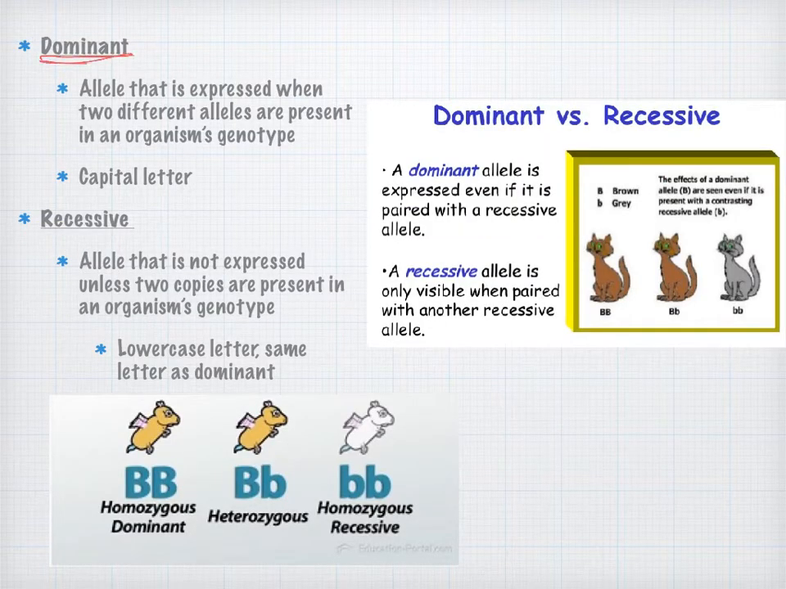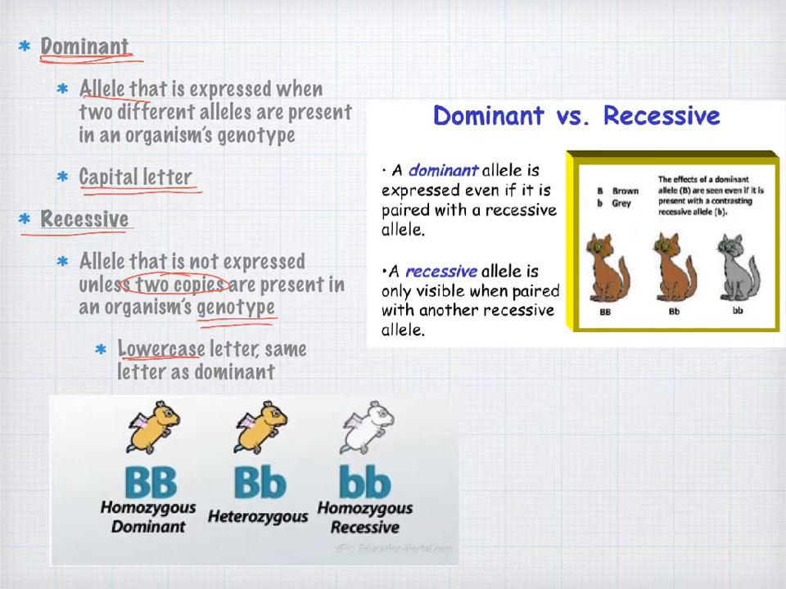A dominant allele is an allele that is always expressed when two different alleles are present in an organism's genotype. The genotype is the genetic makeup of the organism. A dominant allele is expressed by a capital letter. A recessive allele is an allele that is not expressed unless two copies of this recessive allele are present in an organism's genotype. Again, genotype is the genetic makeup of the organism. Recessive alleles are shown by lowercase letters, and it would be the same letter as the dominant trait.